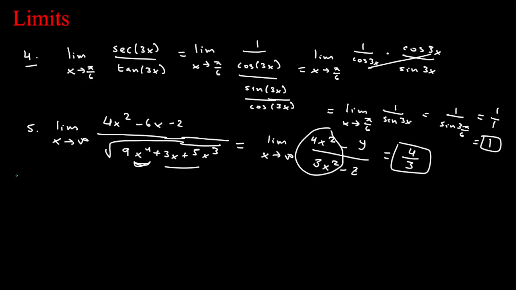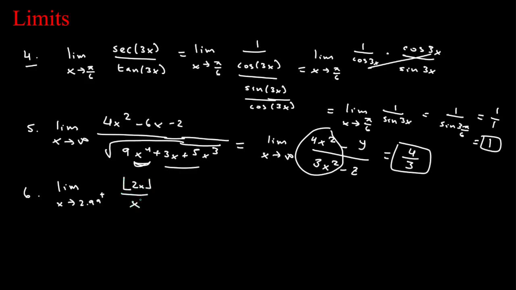Alright, so number 6. Limit as x tends to 2.99 from the right hand side of the floor function 2x divided by x.